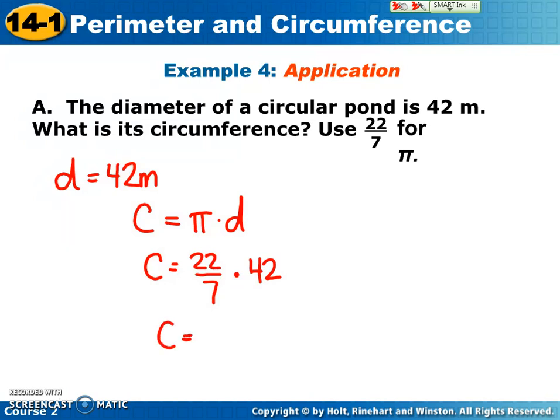Okay. So you're going to use your fraction button. Many of you have a backslash button that you're going to use, or you have that ABC button. And then multiply that by 42, and you get an answer of 132 meters. All right, and then that includes 14.1 perimeter and circumference.